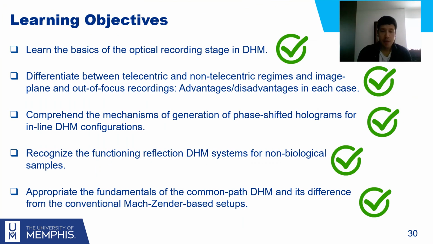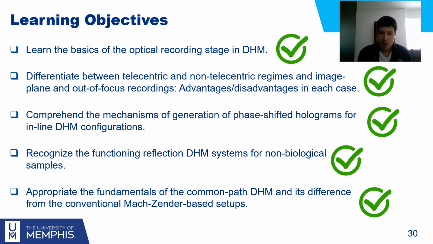In summary, what we covered in this talk was, first, we learned the basics of the optical recording stage in DHM, that is, we studied the different DHM setups. Later, we studied the difference between telecentric and non-telecentric configurations, but also image plane systems and out-of-focus recordings. We studied those topics in terms of the advantages and disadvantages in each case. We also studied the systems to generate phase-shifting holograms in inline DHM configurations.